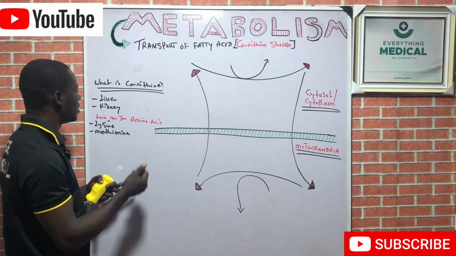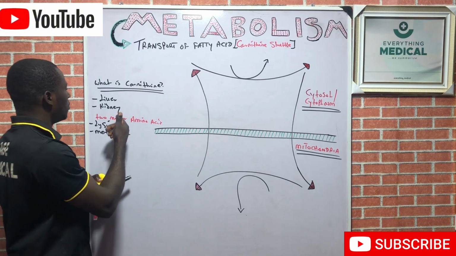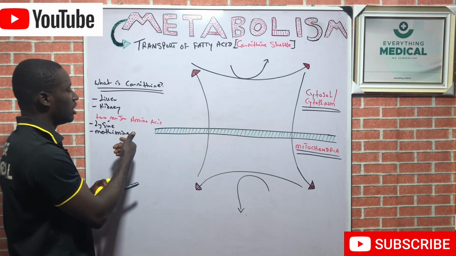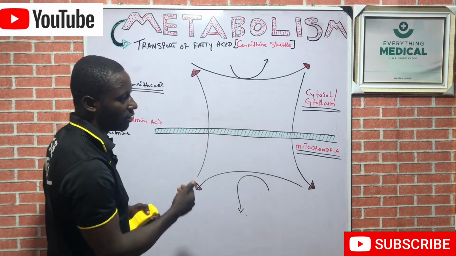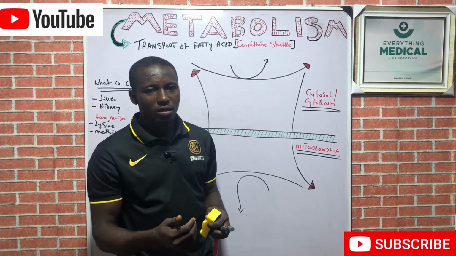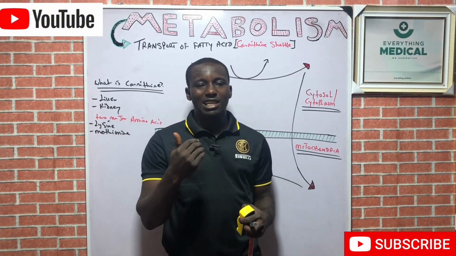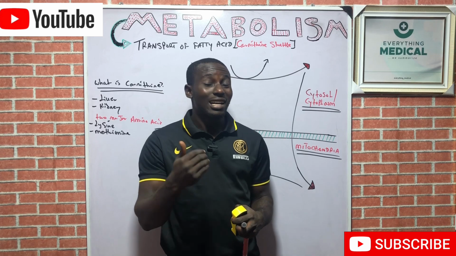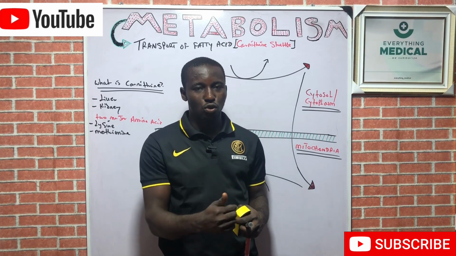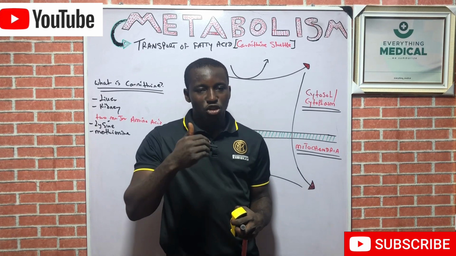Carnitine is synthesized from lysine and methionine in the liver and the kidney. What is the essence of this carnitine? The carnitine tends to transport the activated fatty acid, which is the acyl-CoA, from the cytosol to the mitochondria.